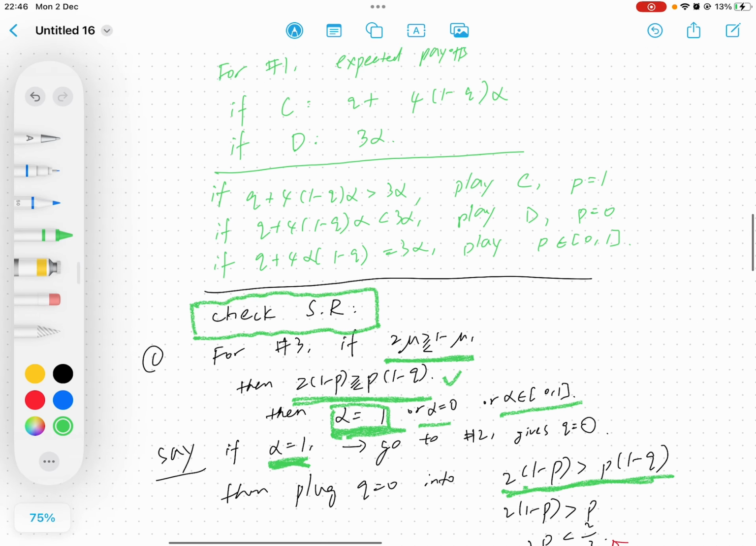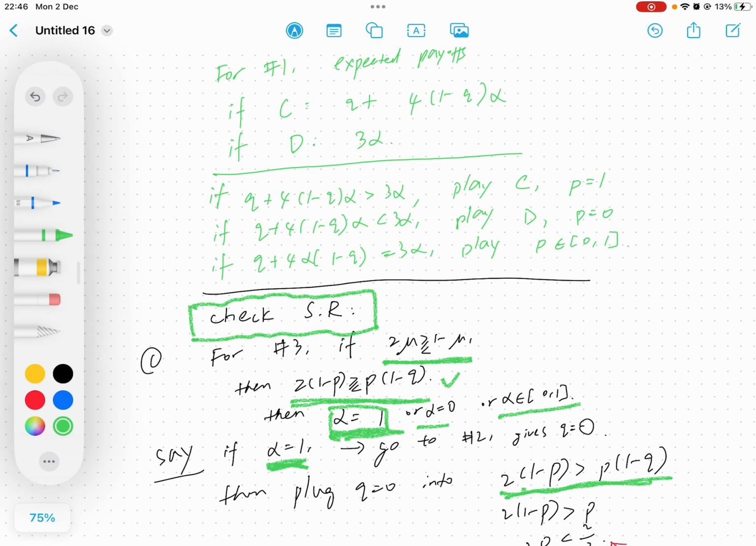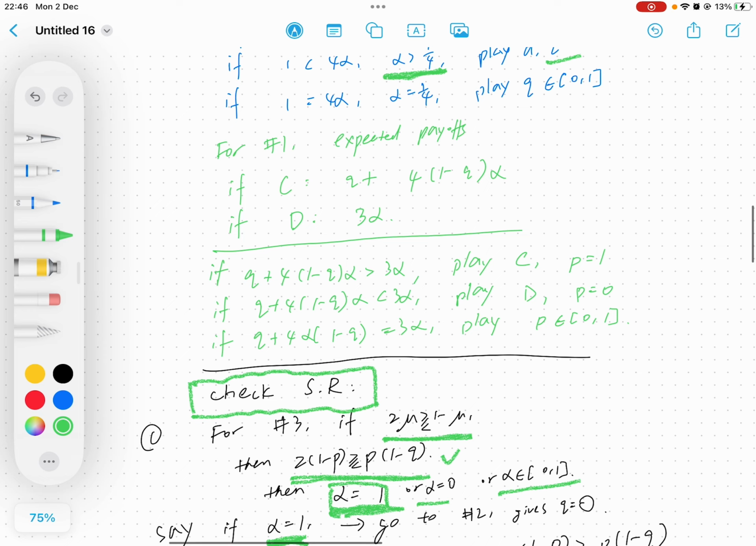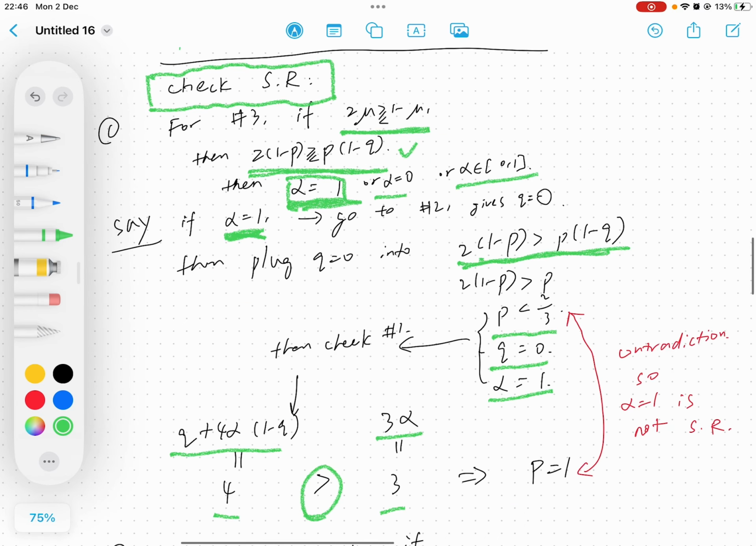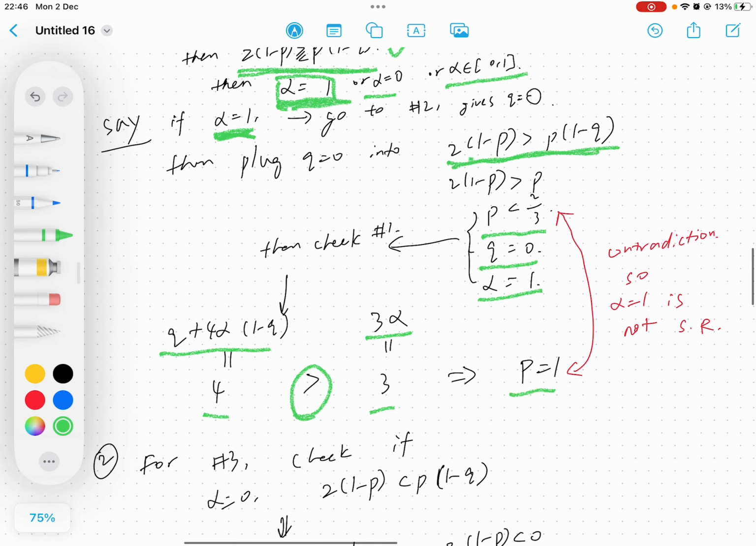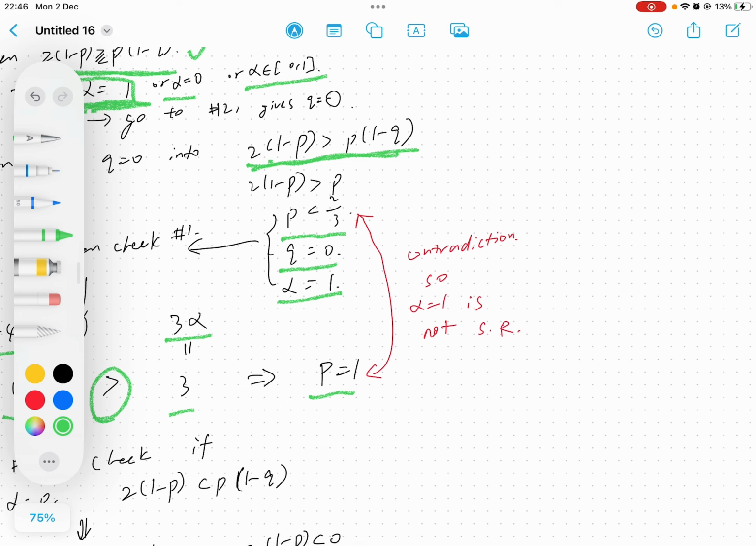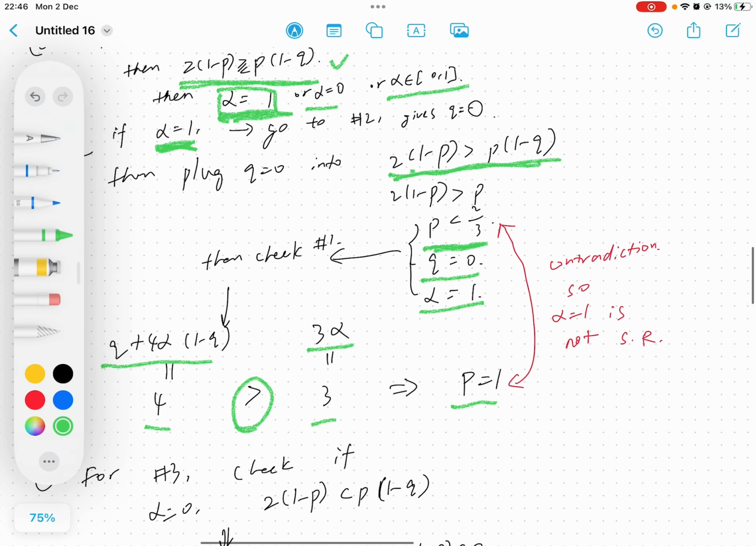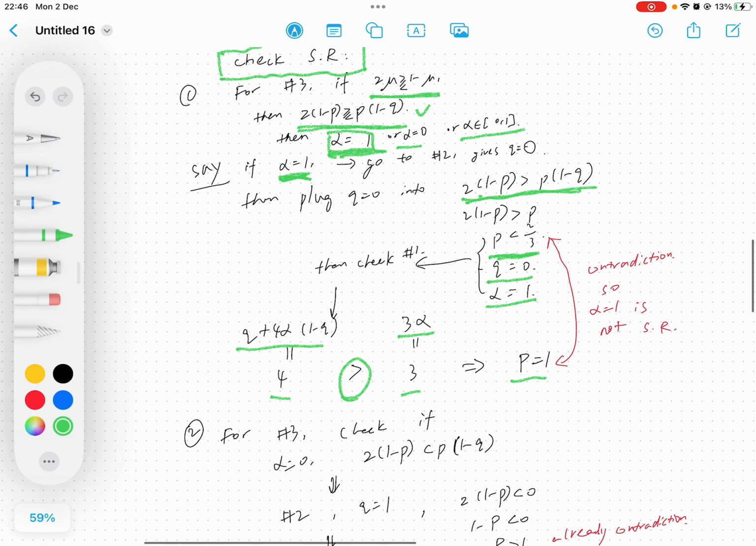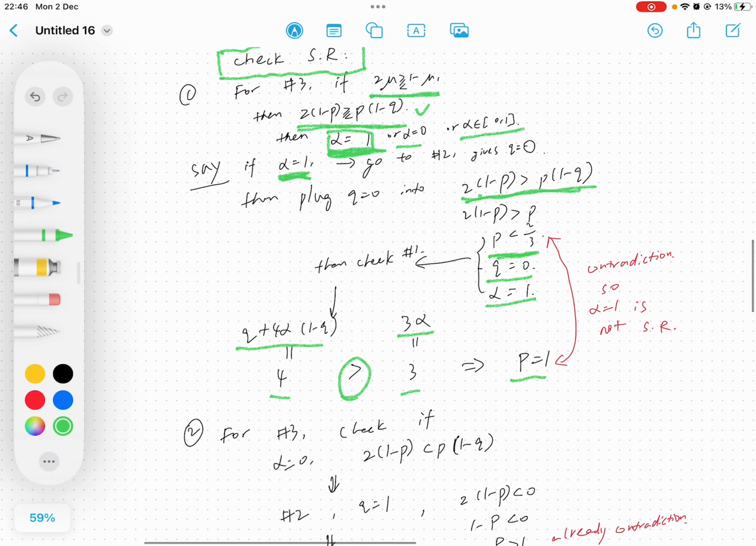So the greater sign corresponds to this case where p is 1. But here we could notice that p equals 1 has a contradiction with the condition earlier, that p is less than 2/3. So this leads to a contradiction. It means that in this case, alpha is 1, that is not sequentially rational. Okay, good.